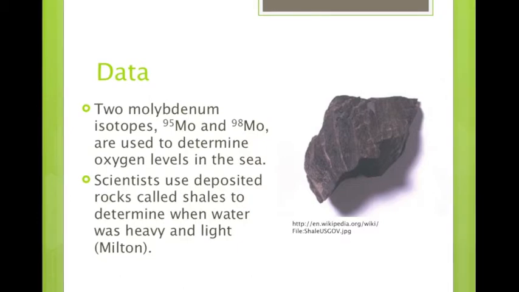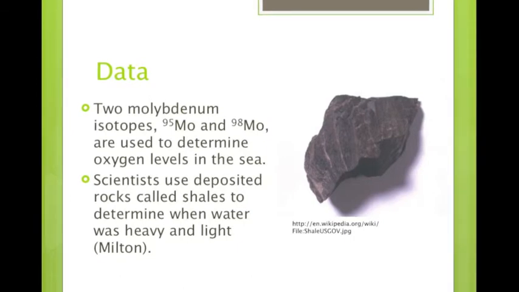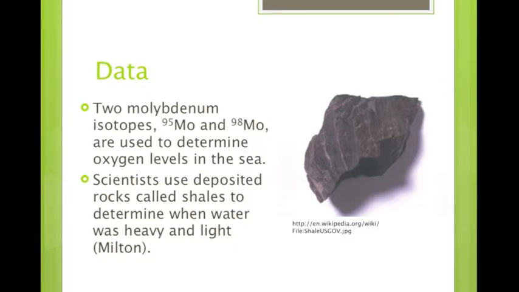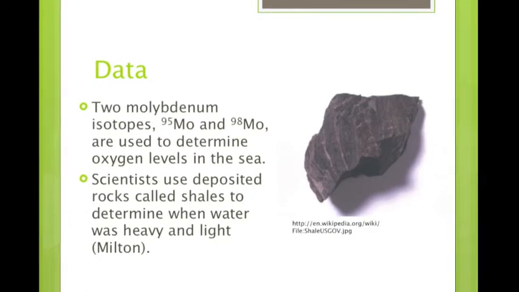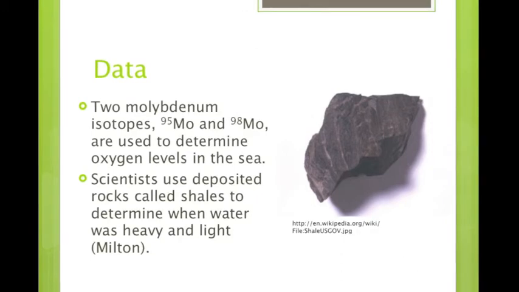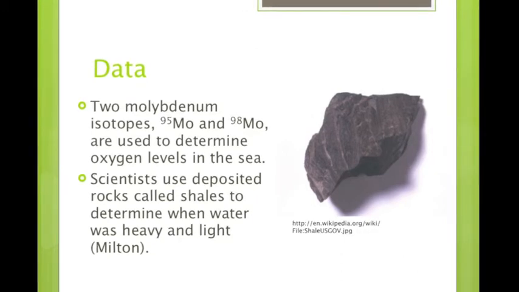So we know there was an oxygen revolution, and life as we know it today began evolving from that point. But how do we know for sure when the oxygen really got here? In a study done by T.W. Dahl, 2 molybdenum isotopes were used to determine oxygen levels. These 2 isotopes were molybdenum-98 and molybdenum-95.